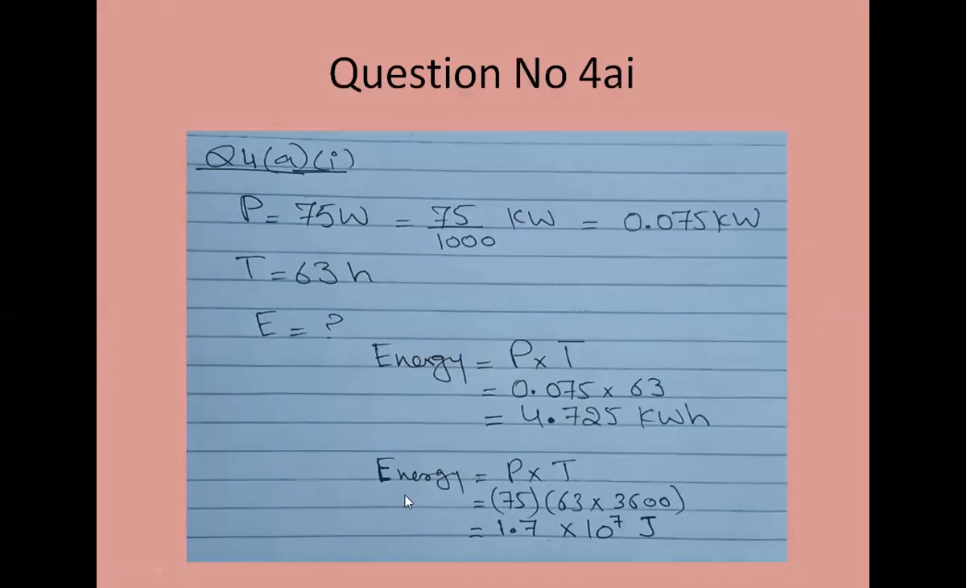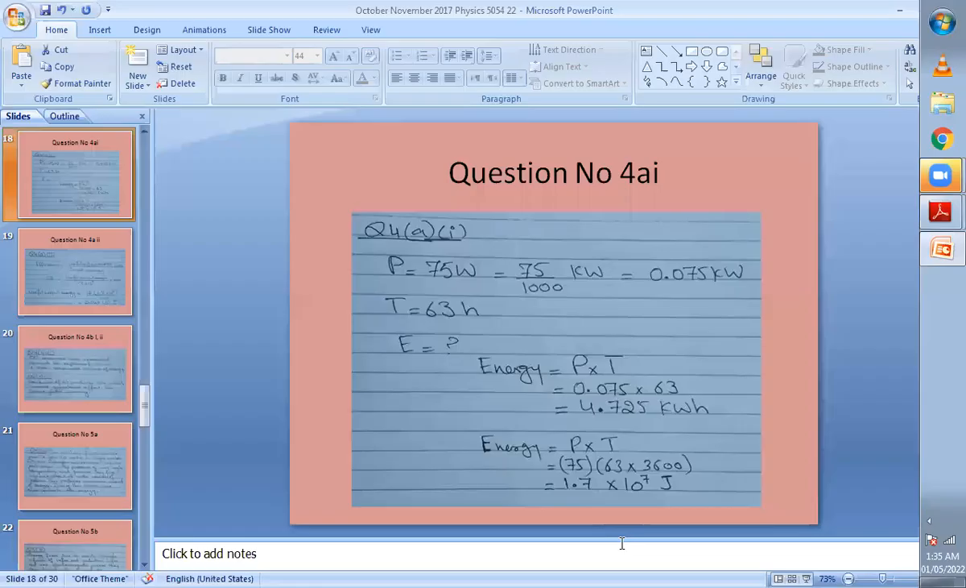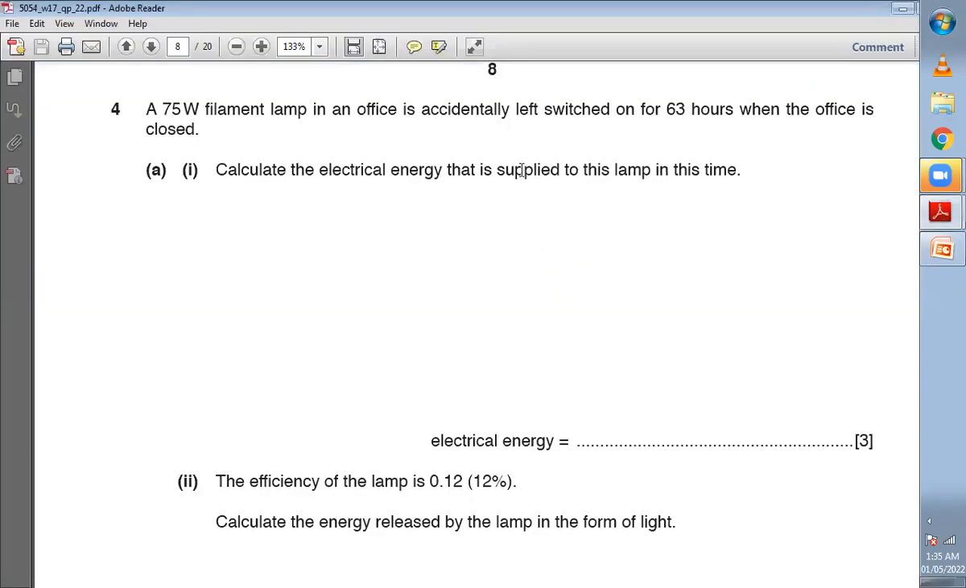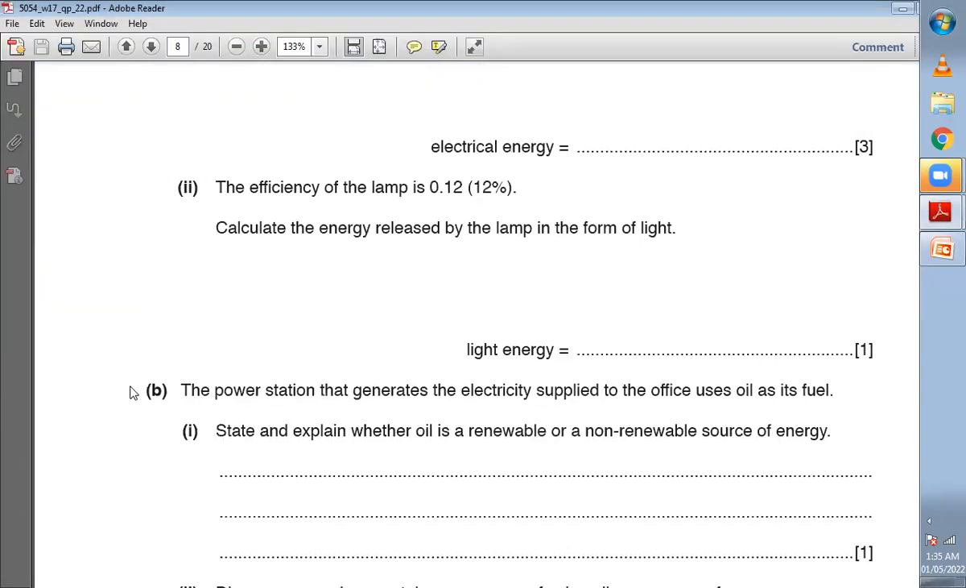The second method is to calculate the energy in joules. So the power will be taken in watts and time will be taken in seconds. To take the time in seconds, you have to multiply the hours with 3600. So 75 multiplied by 63 multiplied by 3600, you get 1.7 x 10^7 joules. So this much energy is used by the lamp. That was a 3 marks numerical.